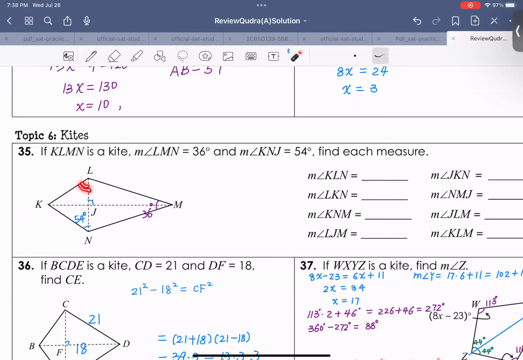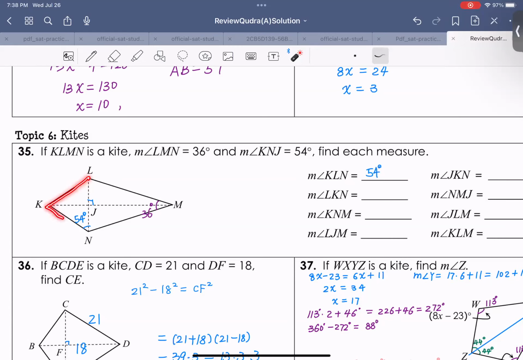KLN becomes how much? Is it? This is symmetric, right? Yeah, so it's the same. Yes. Oh, it's 54. Good. And then you have a K. Next one is LKN.